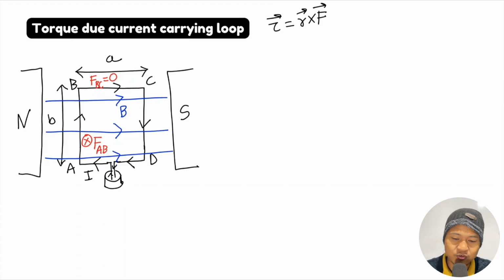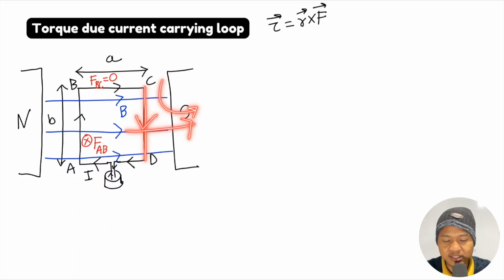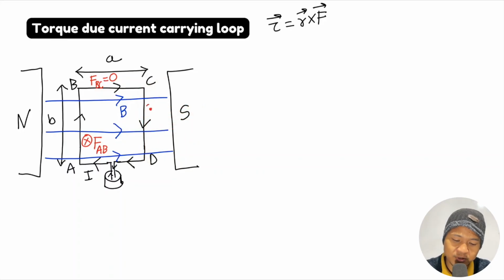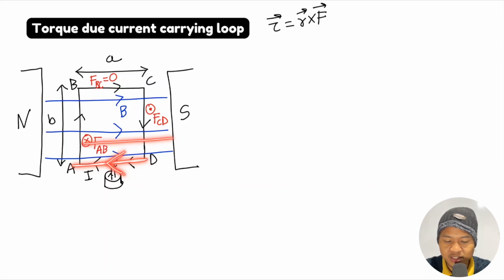Now CD. The current goes like this, L cross B; with the right hand, your finger will be pointing outwards. So the force F CD is outwards. Then DA: the current is along the side, so they are parallel, the cross product is 0, and therefore the force is 0 on AD also.